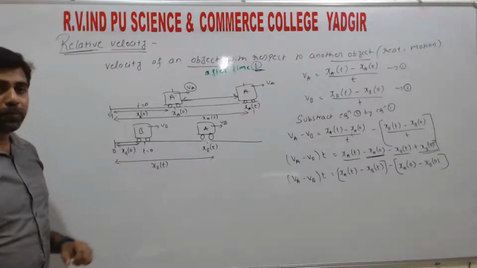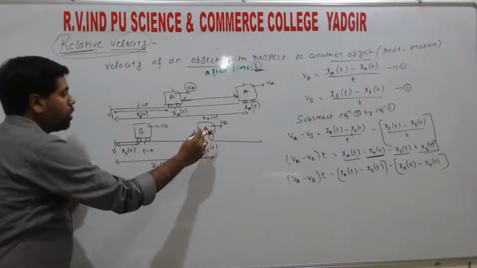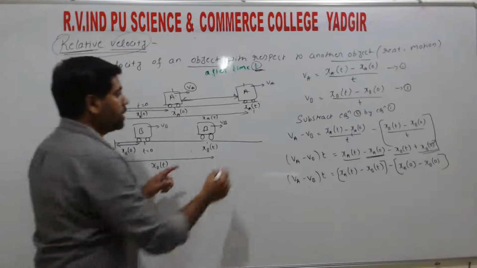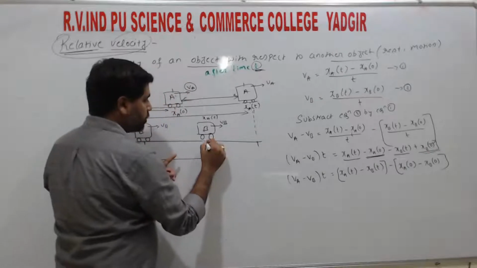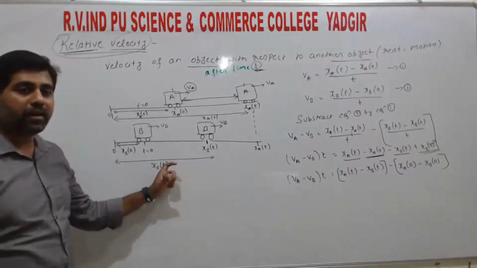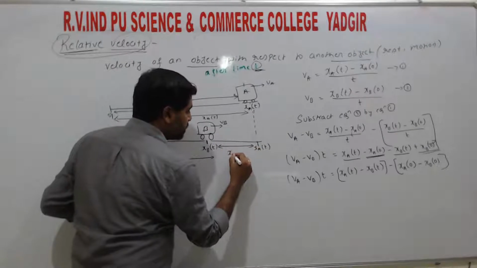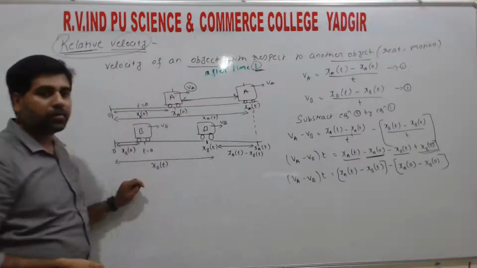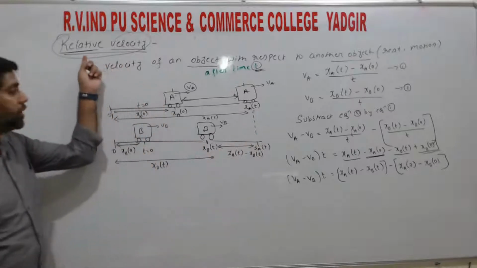So we need the displacement because we are finding the relative velocity of the object A with respect to object B. So after some time the object A is somewhere here, the object B is here. So this is XA of t. We need the relative displacement between these two objects, and that displacement is given by XA of t minus XB of t. If we find this displacement, then we get the relative velocity.